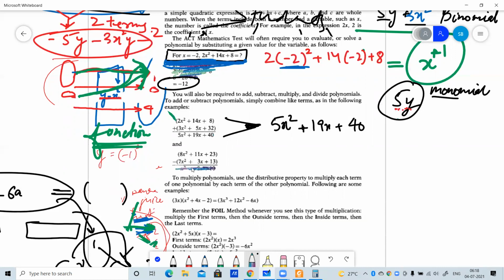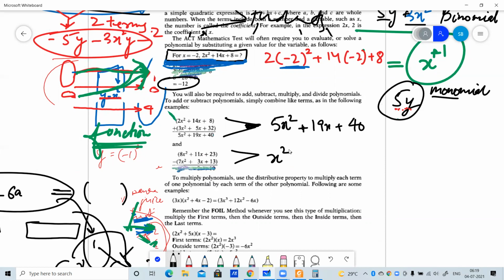For example, 8x squared plus 11x plus 23 minus this whole polynomial. Then you will take the negative sign for everything, because they're all positive. Their sign will change from positive to negative when you're subtracting. So how much will it be? 8x squared minus 7x squared is x squared. And how much will it be? 11x minus 3x, because now you're subtracting.